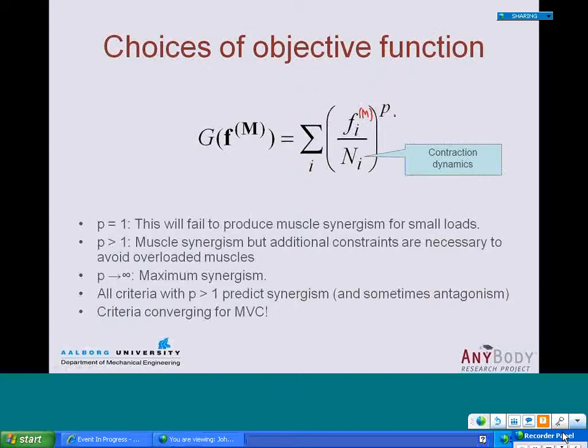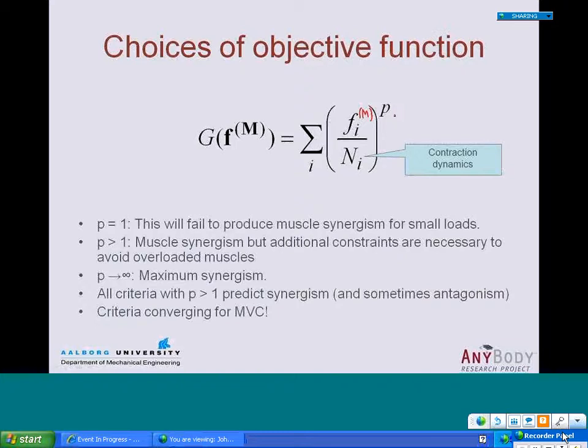I'll get back to in a moment that setting P larger than 1, for all possible choices of P that are less than infinity, will require additional constraints on the problem when we increase the load towards the maximum that the organism can carry. Otherwise, we end up with some of the muscles being overloaded and other muscles being loaded below maximum. And this obviously does not seem like a good idea. We don't want to overload any muscles if there's a way that the organism can carry the load without this overloading of any muscles.